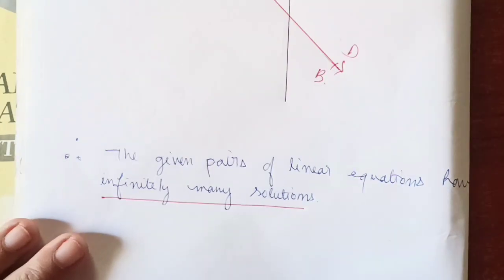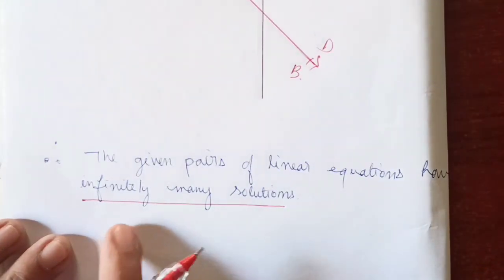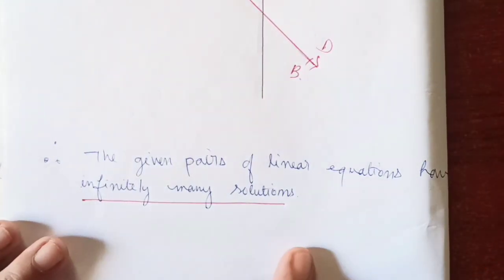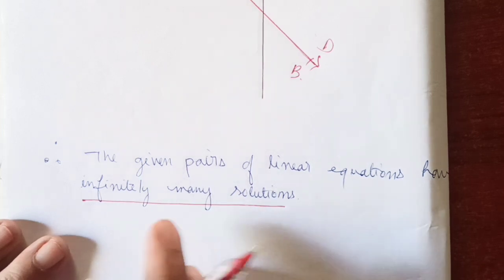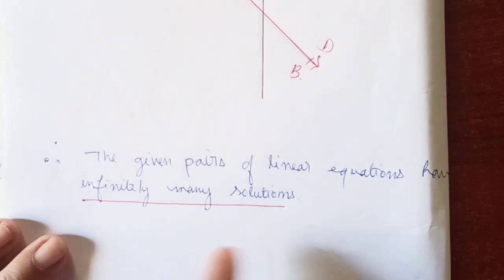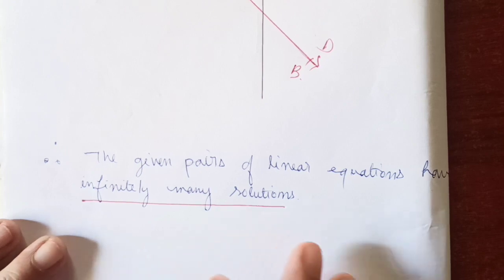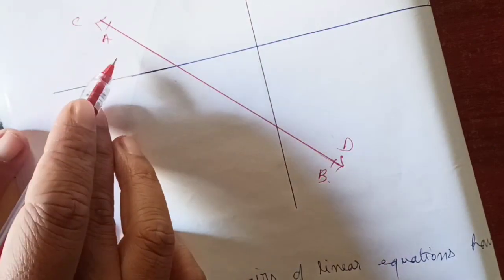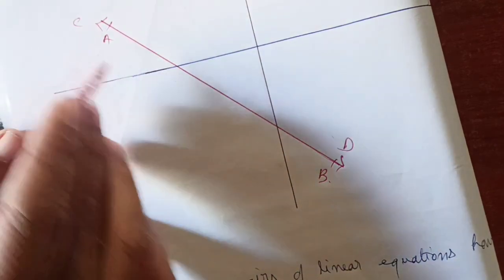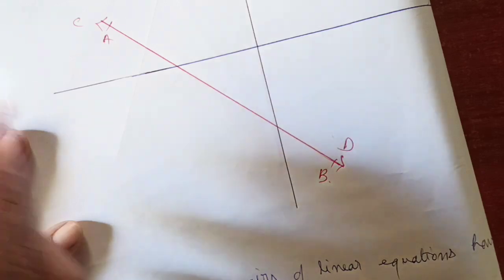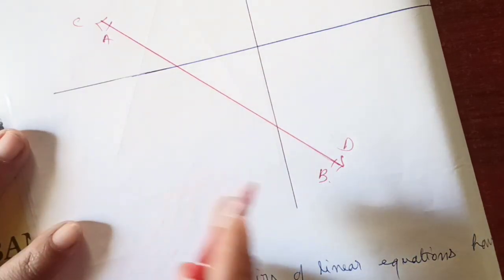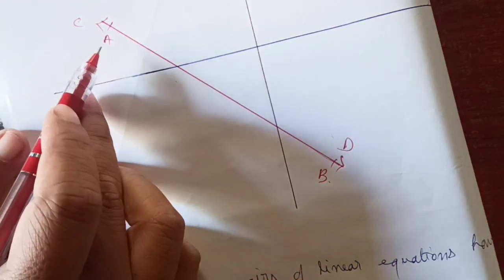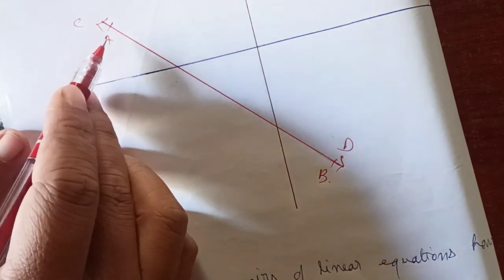So let me repeat the previous one. When should we say that the pairs of linear equation have infinitely many solutions? We should say the pairs of linear equation have infinitely many solutions only when the two lines coincide with one another. So AB line is there previously when we draw one line AB, then when we draw another line, if that line is exactly just above the AB line, that is CD.